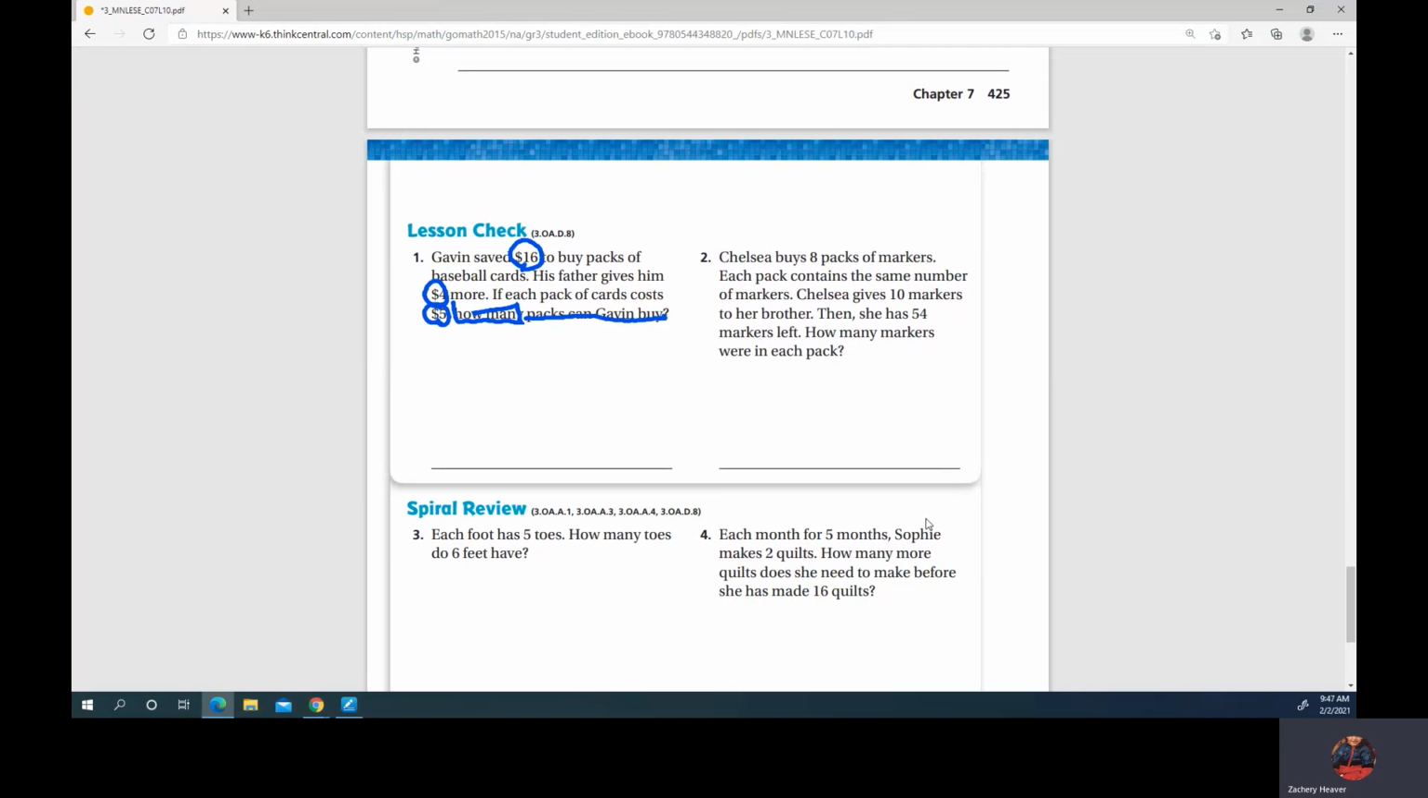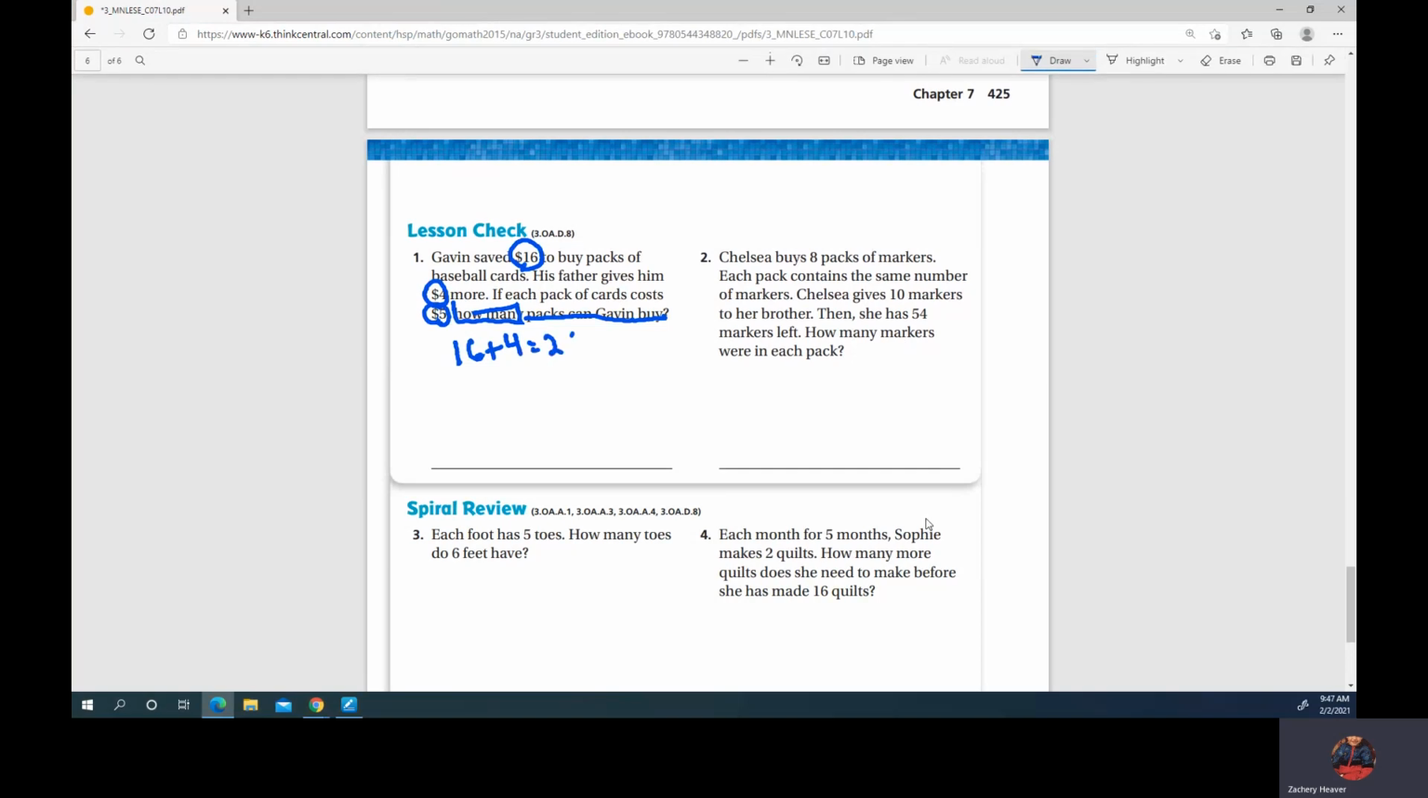So Gavin has $16 and his dad gave him 4 more. So 16 plus 4 is going to equal 20. So now we're going to take 20 and divide it by 5 because each of them costs $5. You guys solve it from here. I won't give you the final answer. I'm showing you how to set it up. So the final answer is going to be this number right here, and make sure you put packs.